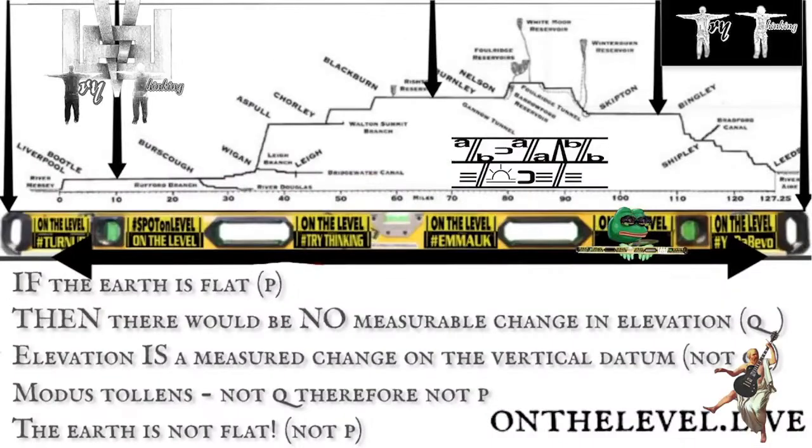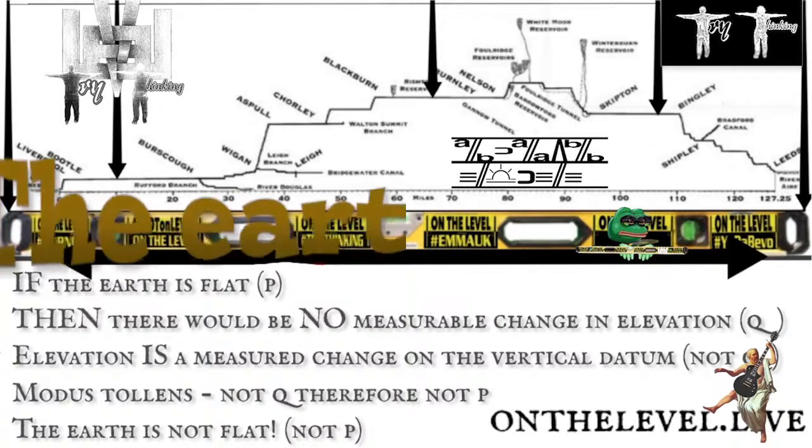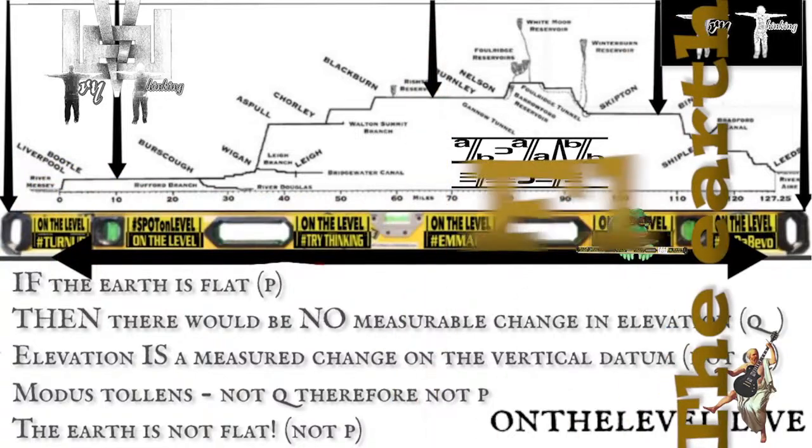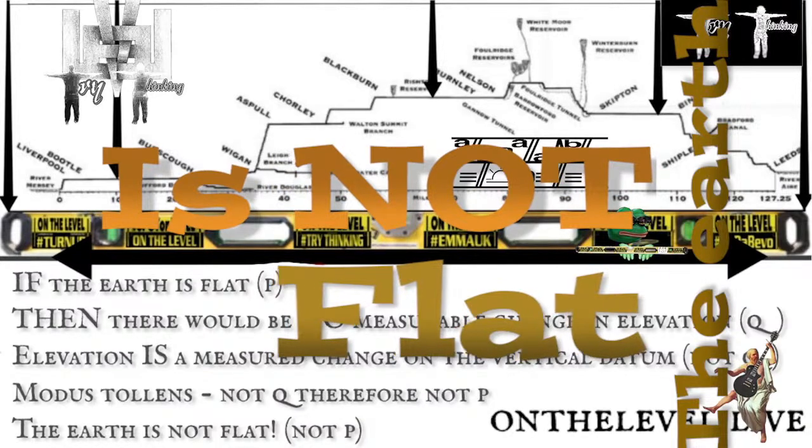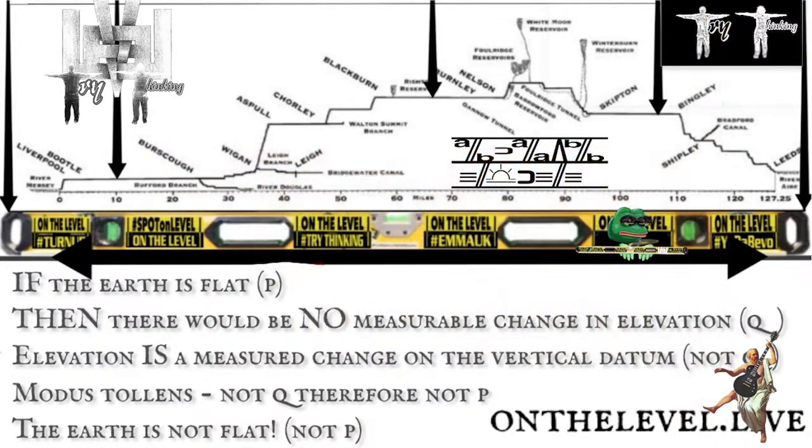If the Earth is flat, then there would be no measurable change in elevation. Elevation is a measured change in the vertical axis, therefore the Earth is not flat. And in maths, you can prove whatever you like. I'm saying it's not physics. That's all that I'm saying.